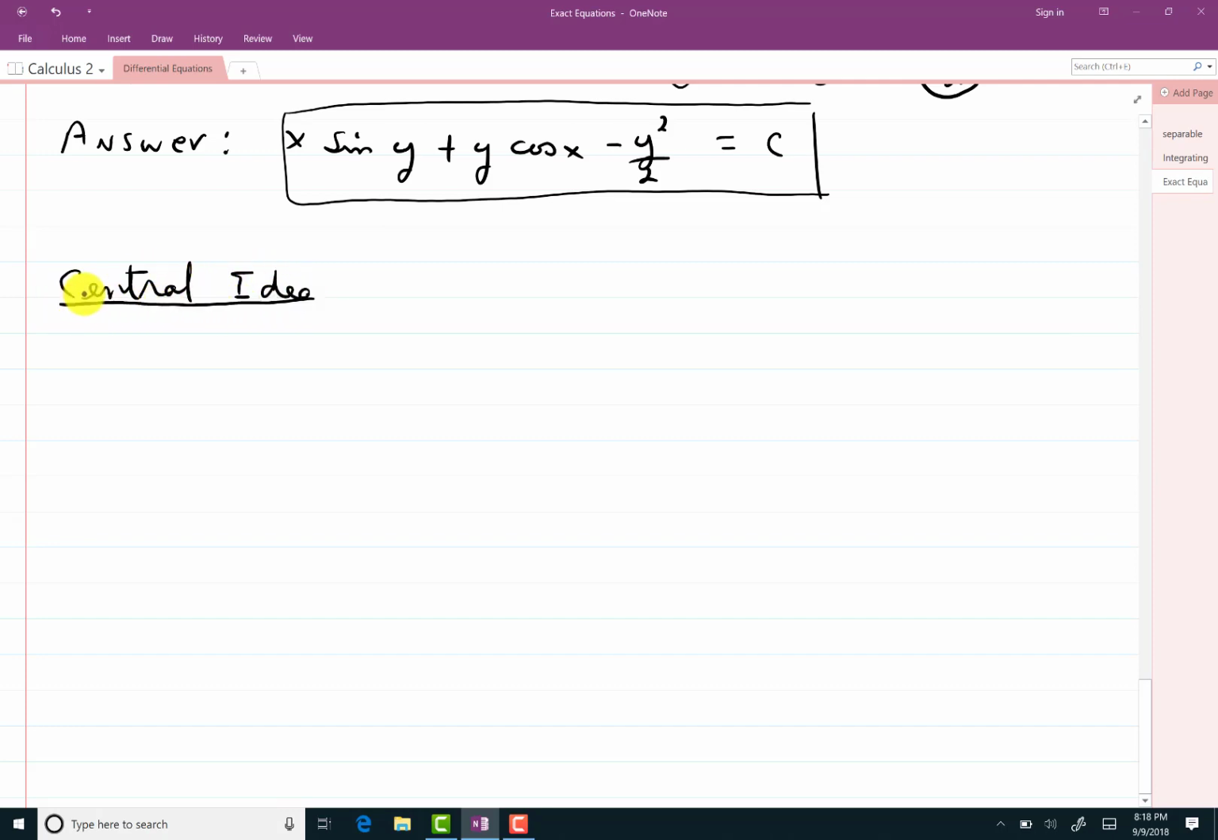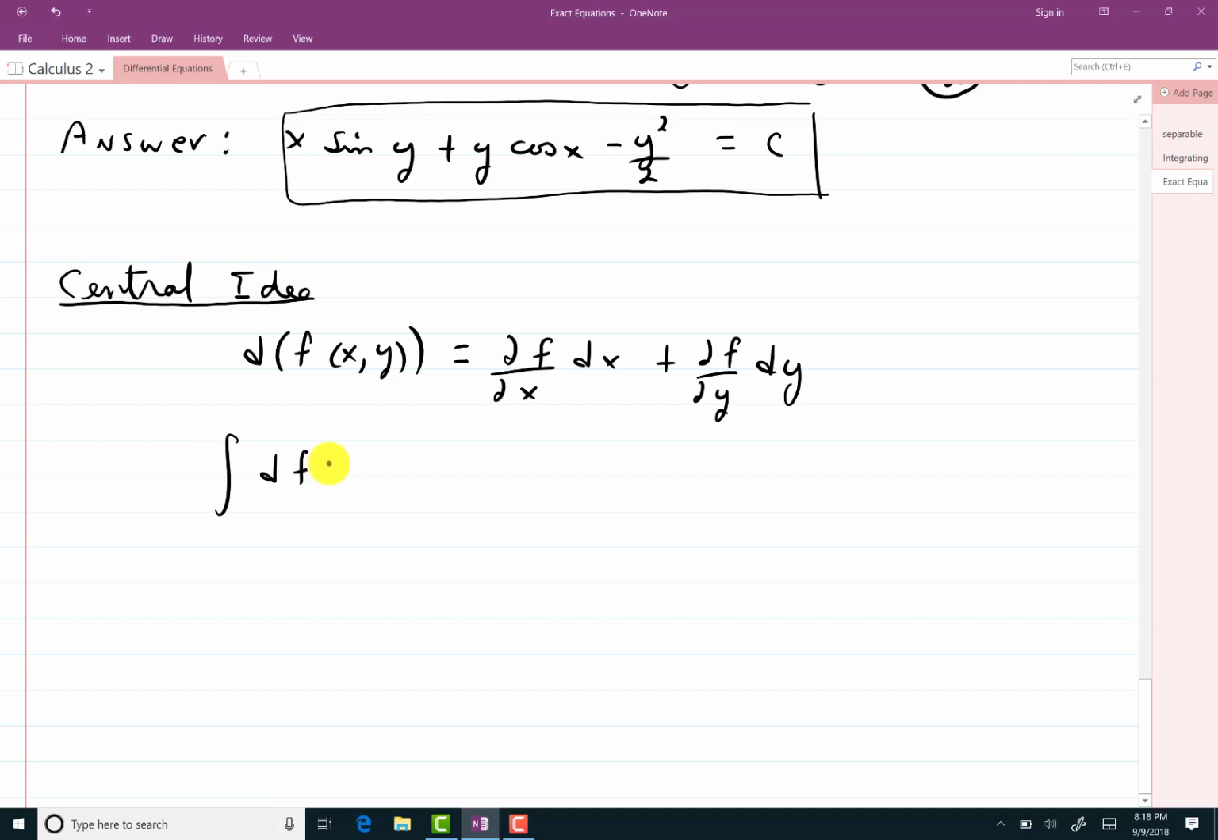If I take the differential of xy, that will be the partial of f with respect to x times dx plus the partial of f with respect to y dy. And all we're trying to do to solve this thing is integrate to go backwards. Remember, this thing is equal to 0.